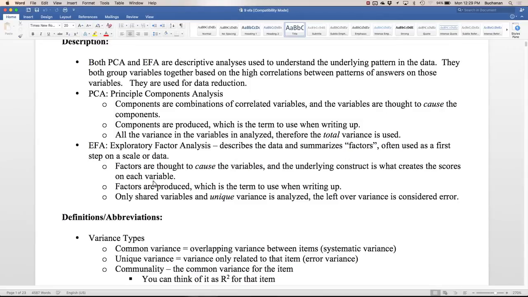For PCA, we're going to use all the variance, so it'll analyze the total variance. For EFA, you get shared variance. So we're looking at just the variance, like r squared. So you're analyzing just r squared, and the rest of it's error. So the big theoretical difference is the direction of the cause. So if I ask you what's the difference between the two, it's the causal direction. So PCA, the questions cause the component. EFA, the factor causes the question answers. And that's the first bullet point on each one of these.